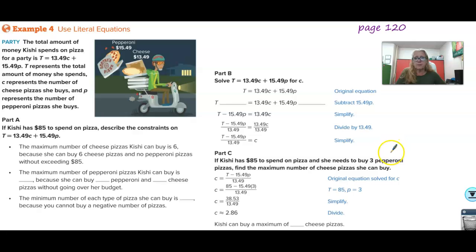The maximum number of pepperoni pizzas Kishi can buy is, well, let's see, she's got $85, and we divide that by the price of a pepperoni pizza, $15.49.